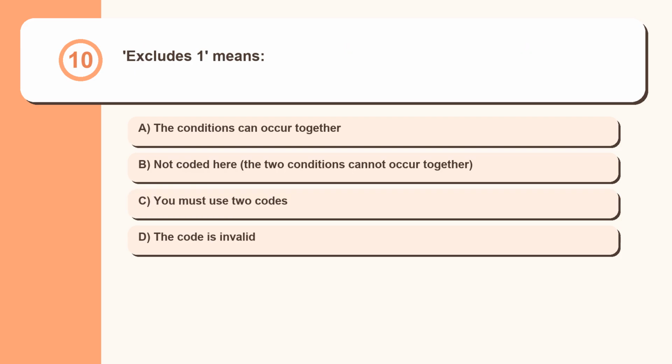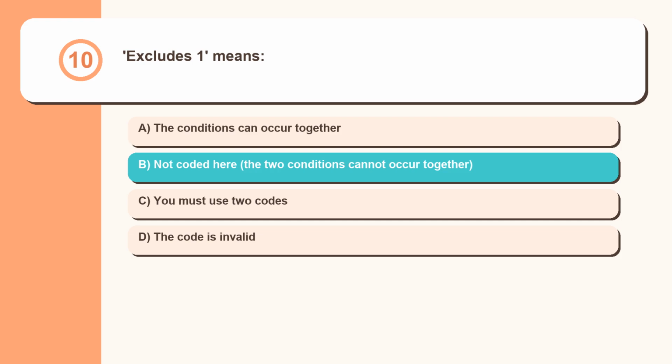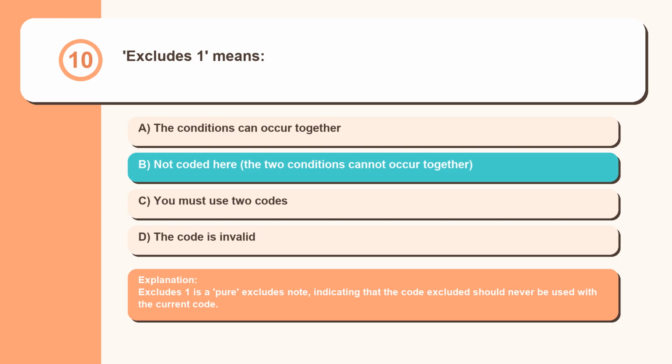Question 10. Excludes 1 means the conditions can occur together, not coded here, the two conditions cannot occur together, you must use two codes, the code is invalid. Excludes 1 is a pure excludes note, indicating that the code excluded should never be used with the current code.